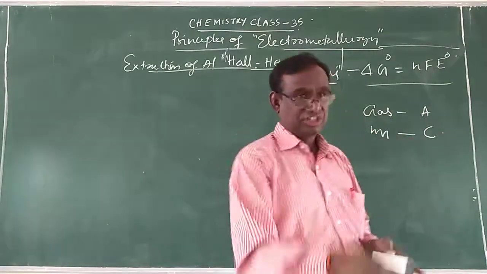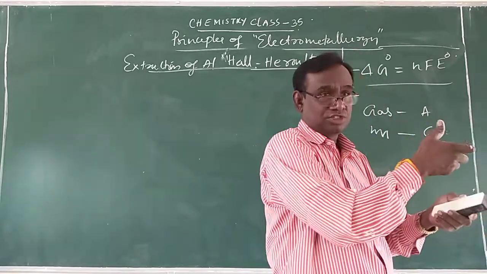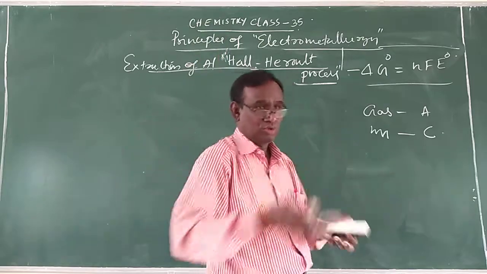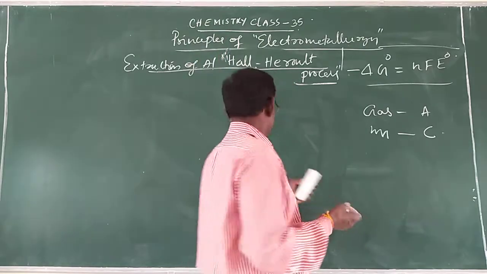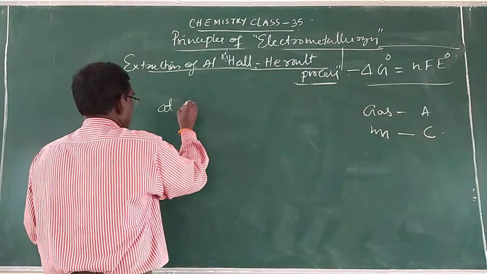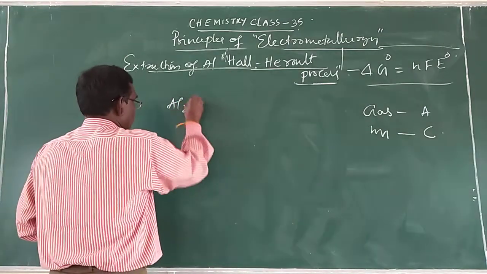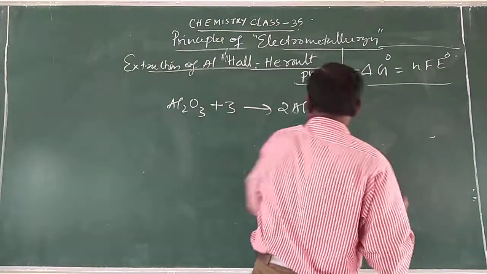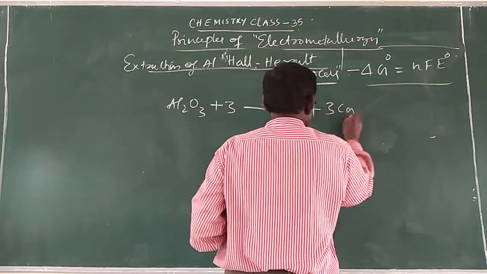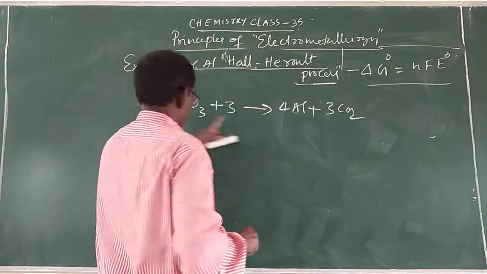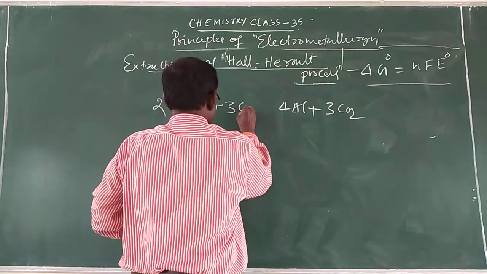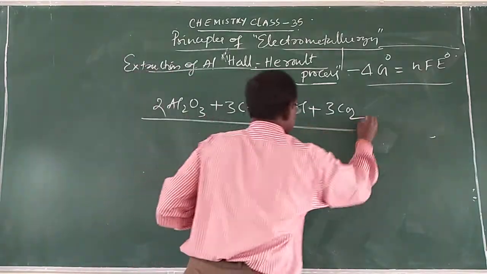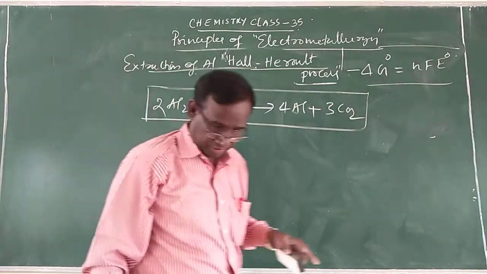But the liberated oxygen gas will attack the carbon anodes, so that the carbon anodes are burnt away, forming CO and what? CO2. You know the equations. According to the equation, the overall reaction is 2Al2O3 + 3C gives 4Al + 3CO2. This is the overall reaction for the extraction of aluminium.